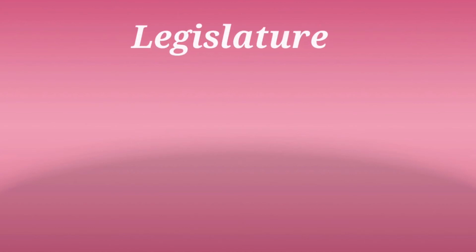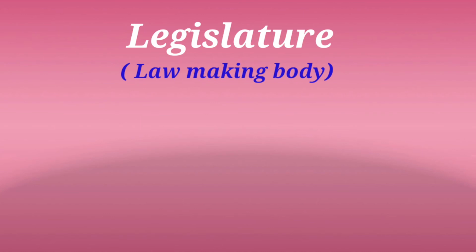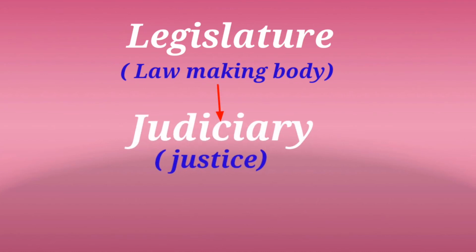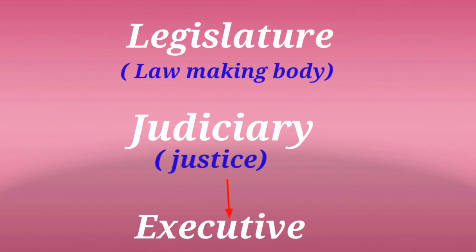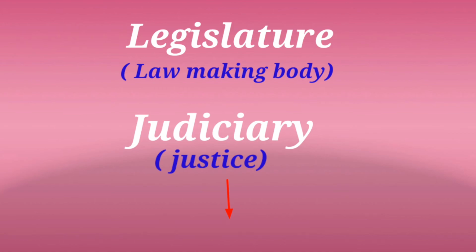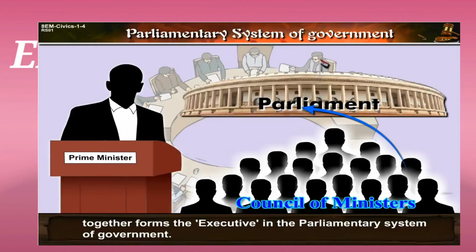Now let me explain one of the very important wings of the government. There are three important wings. The first one is the legislature. The legislature, you know very well, is a law making body. The second one is the judiciary, which is about justice. And the third one is the executive. Let me explain what the executive is. The executive is a group of people who work together for the effective implementation of the laws made by the parliament.